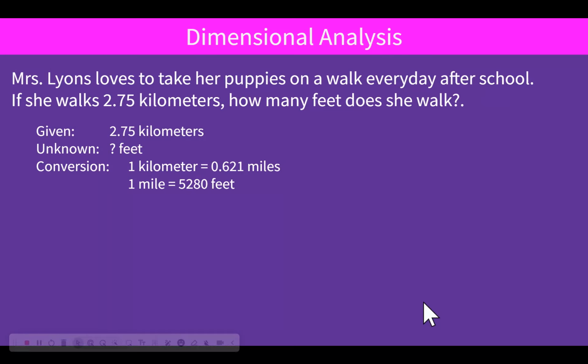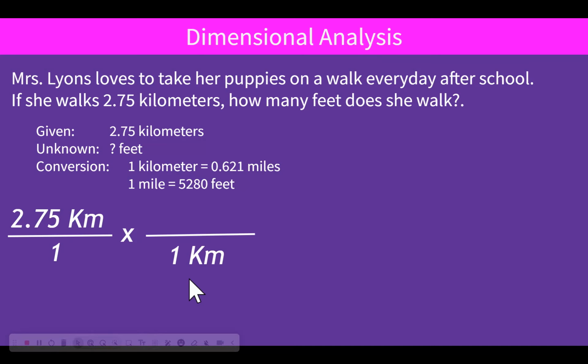Now, the key to using dimensional analysis is using your units to set up the problem to know what goes on the top and what goes on the bottom of each step. So we start with 2.75 kilometers over 1. And then we need our next conversion factor. So since kilometers is on the top here, we will want kilometers on the bottom. So we'll use 1 kilometer is equal to 0.621 miles. Okay, so if we have it set up right, our units will cancel and leave us with miles.